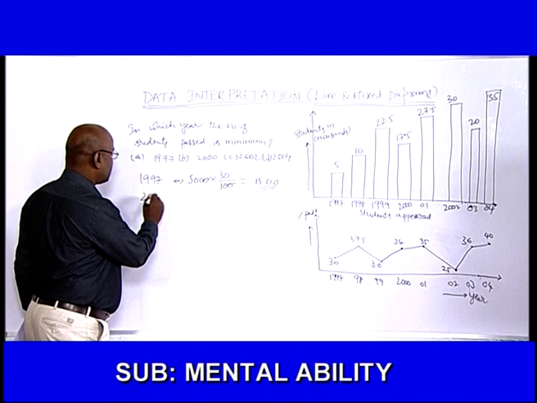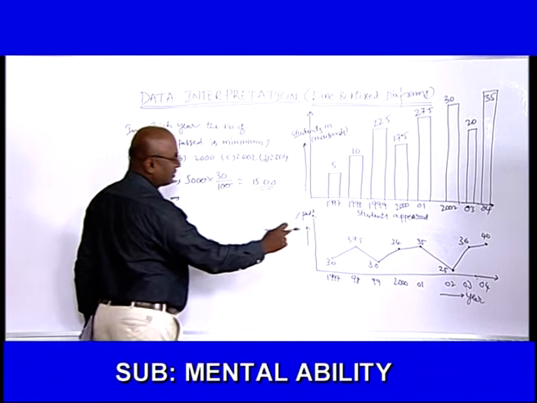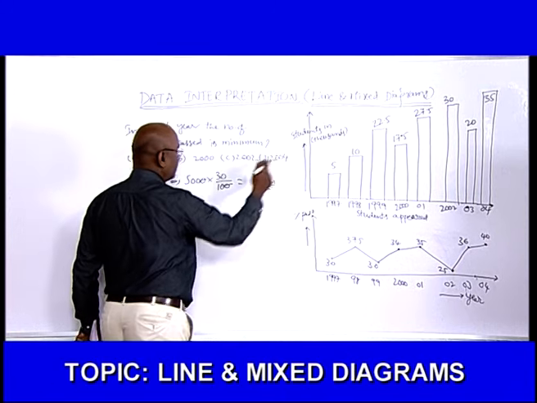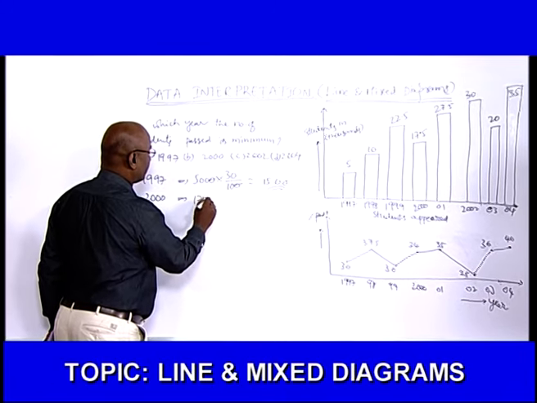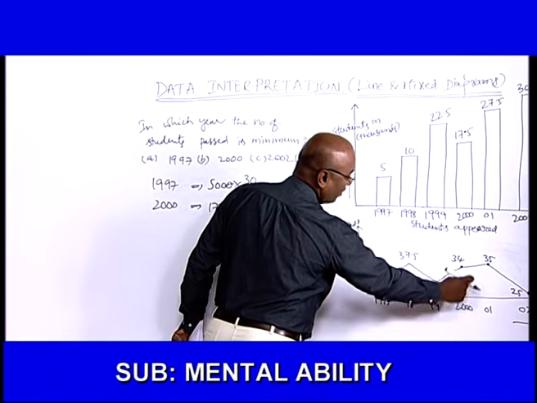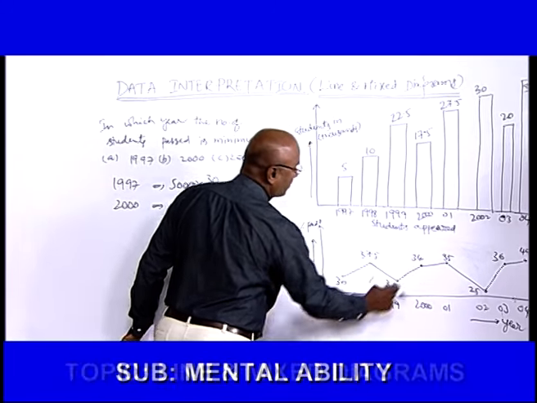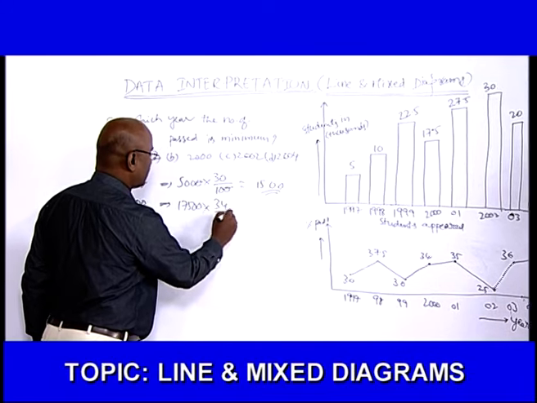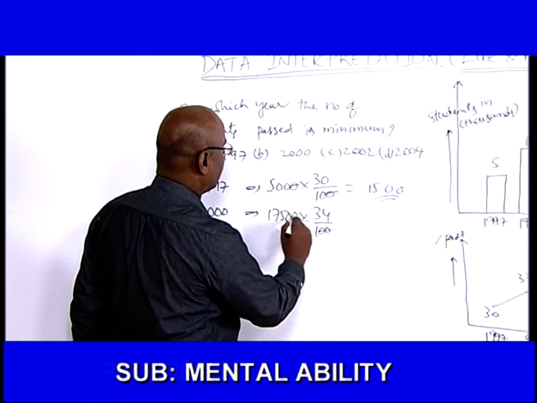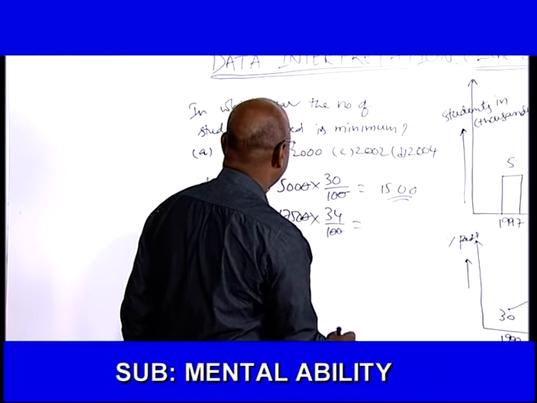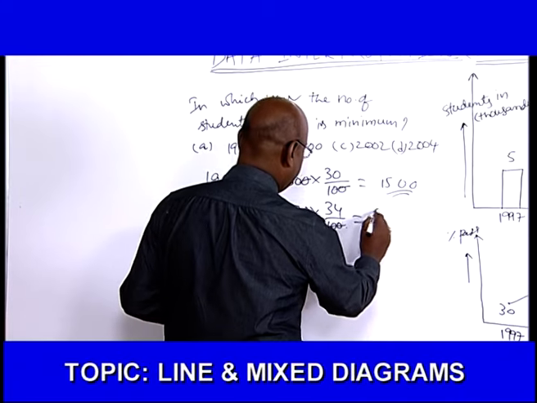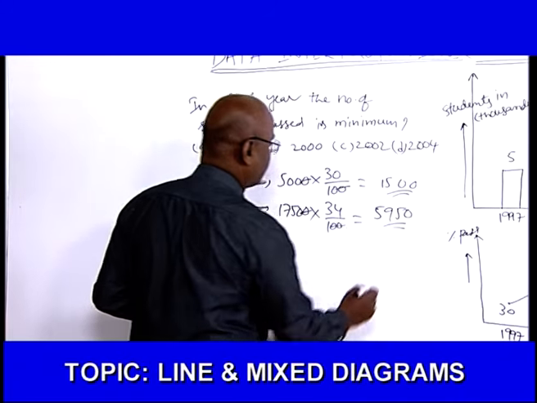And in the year 2000 మొత్తం అప్పీర్ అయినటువంటి విద్యార్థుల సంఖ్య 17,500. 17,500 మీన్స్ అంటే 17,500 ఇంటూ 2000లో పాస్ అయిన విద్యార్థుల శాతం వచ్చి 34%. సో 34% ఆఫ్ 17,500. సో దట్ ఈస్ ఈక్వల్ టు 175 into 34. దట్ ఈస్ ఈక్వల్ టు 5,950 అండి. మీరు క్యాలిక్యులేట్ చేసుకోండి.